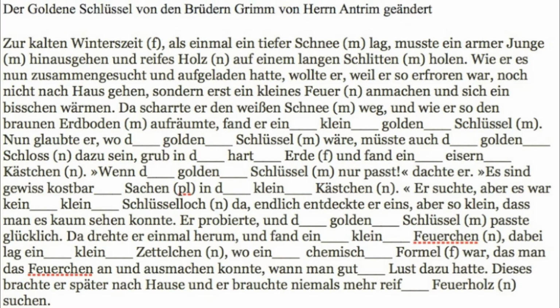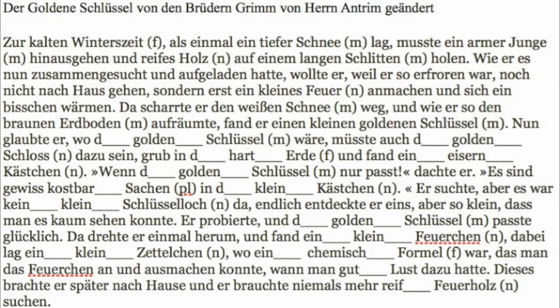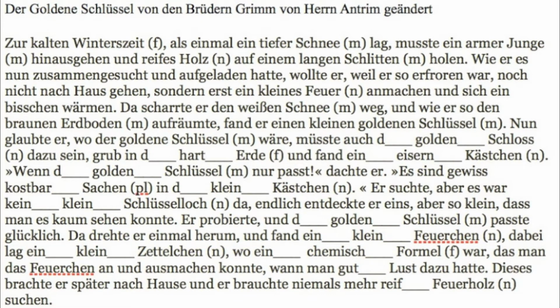The next several blanks are also masculine accusative direct objects. This time we have ein words, but the endings are still the same. Einen kleinen goldenen Schlüssel. Our next few blanks are in the nominative case using masculine noun Schlüssel. So this sentence should be wo der goldene Schlüssel wäre.